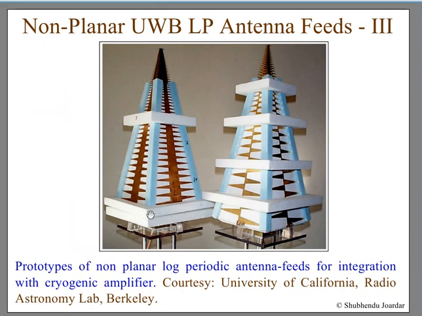These are some of the prototypes of non-planar log-periodic antenna fields for integration with a cryogenic amplifier. This was taken from the University of California Radio Astronomy Laboratory. So you see here they have designed this one. This is a transmission line. They have used slightly modified dipoles. See, these are the dipoles. You see they are connected in just opposite directions. And its pair, this one side of the transmission line, the other side will be behind this one.